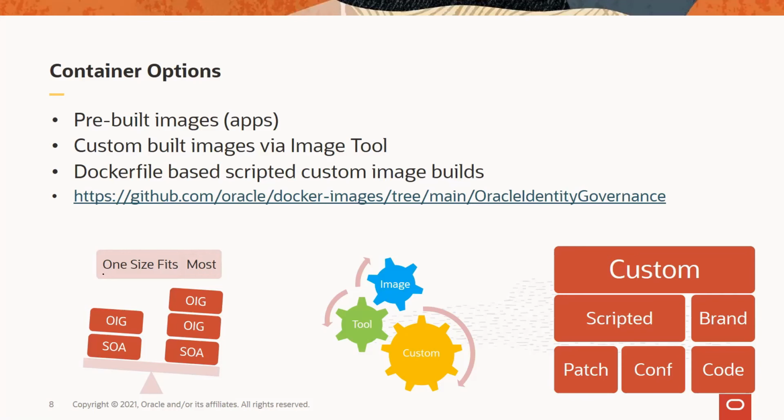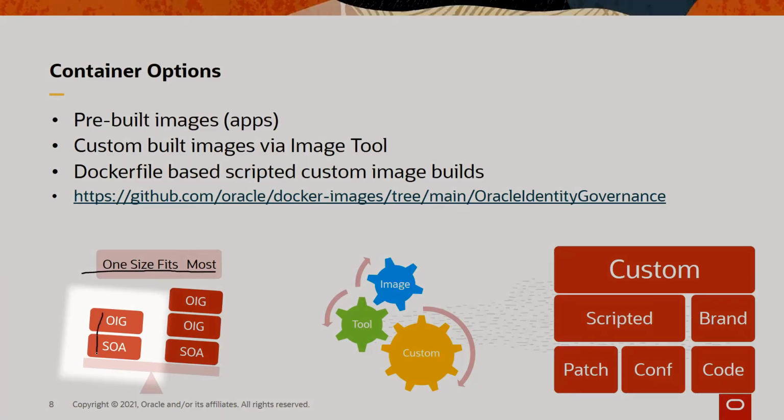Using the pre-built image is an attempt at one size fits most. It has no specific branding or customization, no additional code or custom configuration. No existing user data is included. It's just plain and simple OIG, which you can build upon then to set up a nice identity governance system. It's non-clustered. 3 servers only: the admin server, SOA managed server, and then of course the governance managed server.